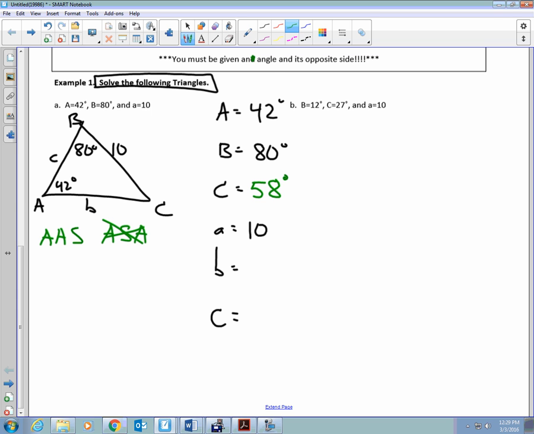I'm missing two pieces now. Can I use SOHCAHTOA? Why can't you use SOHCAHTOA? There's no right angle. Can I use the Pythagorean theorem? Why? There's no right angle. So we're out of these options. So that's where we turn to the law of sines.